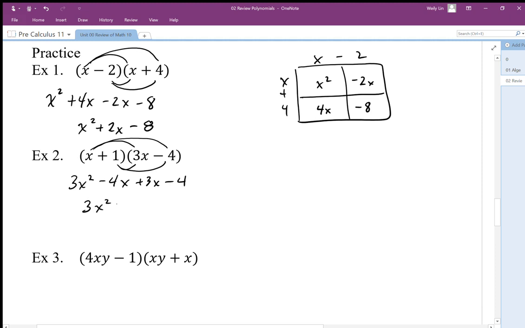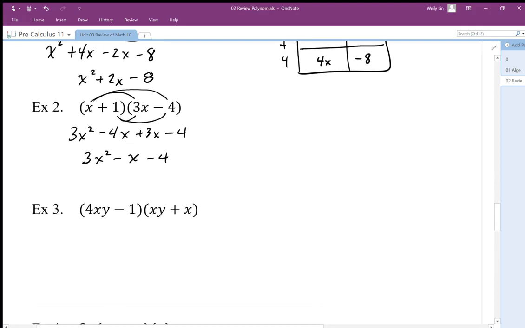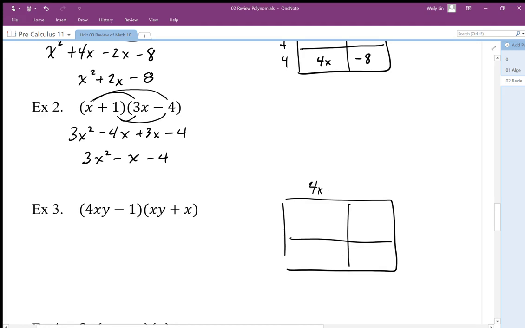So 3x squared minus x plus 3x is going to give us minus 1x minus 4. This one looks a bit more complicated, so I just want to make sure I can do this properly. So I'm going to draw my rectangle for this. So I have 4xy minus 1. I have xy plus x.